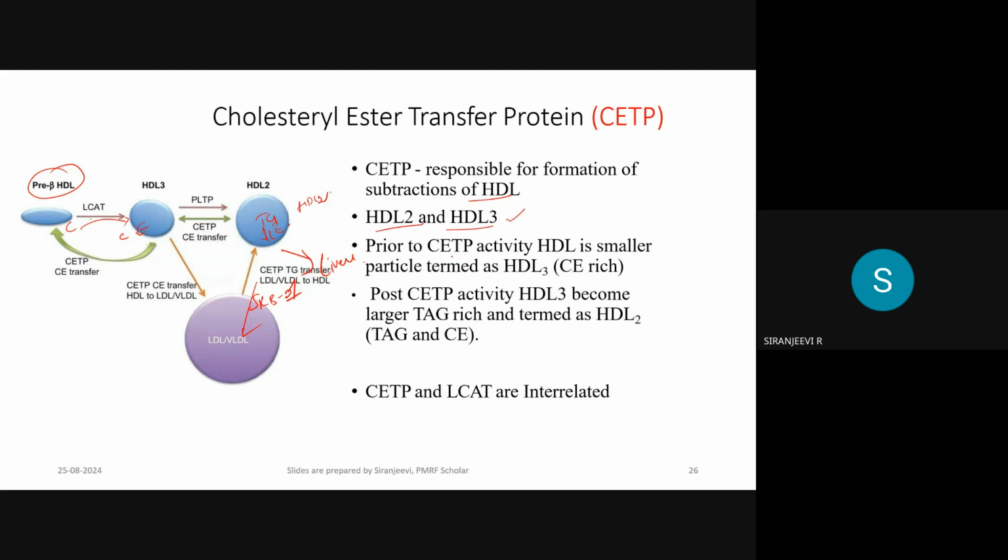And prior to the CETP activity, HDL is a smaller particle termed HDL3, which is cholesterol ester rich. That's what I already told. Post CETP activity, HDL3 becomes the larger TAG-rich particle termed HDL2, and CETP and LCAT are interrelated.